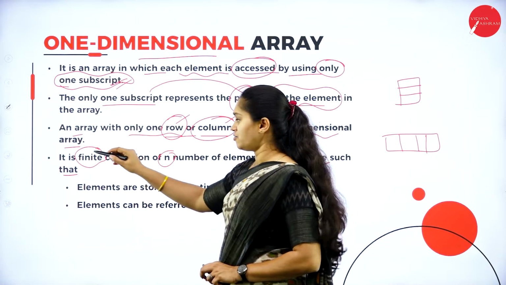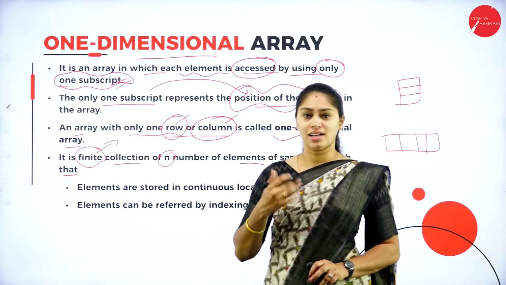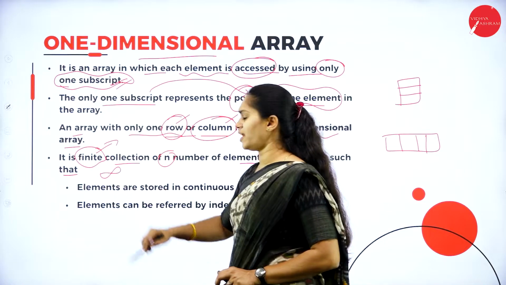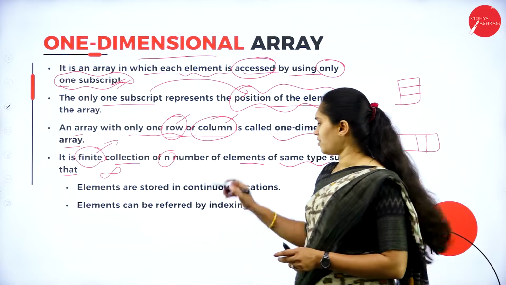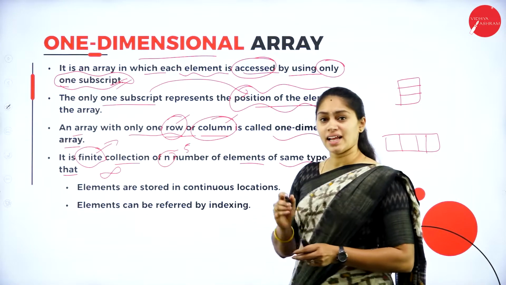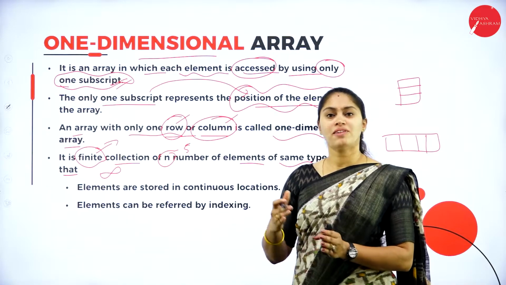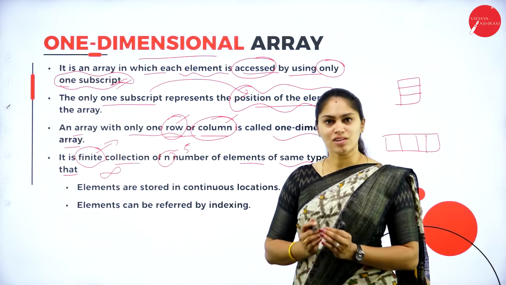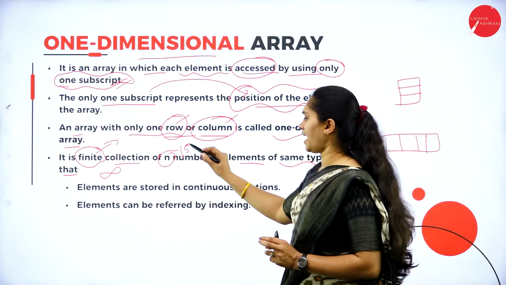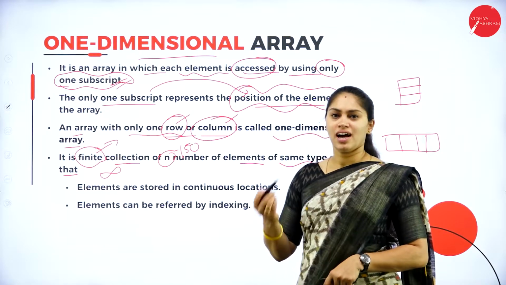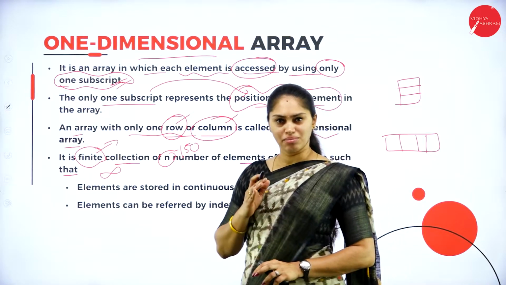So here we are representing finite. It can't be an infinite collection of elements. It must end with a certain number. If n value is 5, then it can have only 5 elements in that collection. If it is 15, then only 15 elements. If it is 150, again 150 elements can be there.